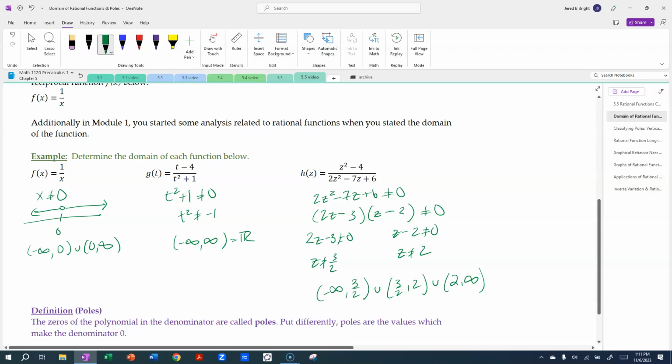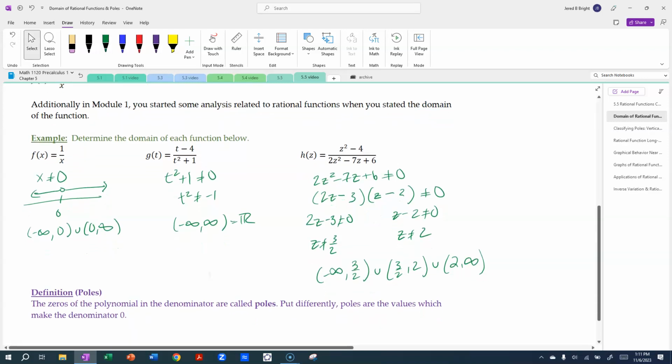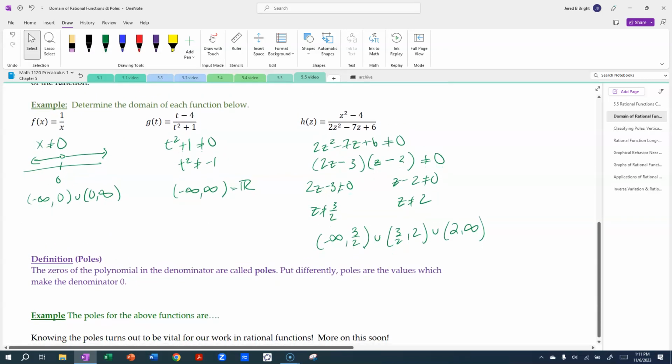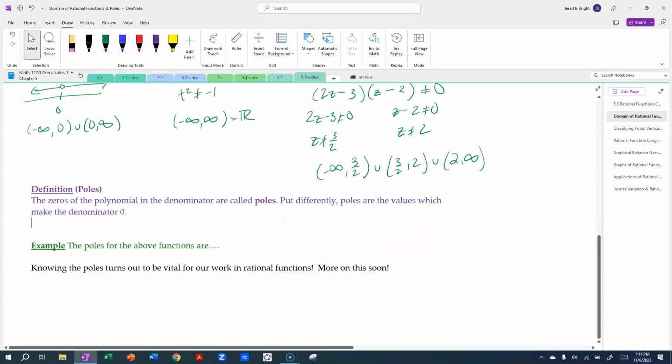Okay. Now these values that I ended up taking out of the domain of all real numbers, these actually have a special name for us. They're called poles, like North Pole or South Pole, right? And they're just the values that make the denominator 0. Okay, so you could say a part of finding the domain is to find the poles, remove the poles from all real numbers. That's effectively what we'd need to do to state the domain of a rational function.